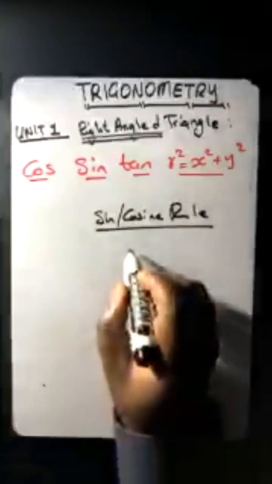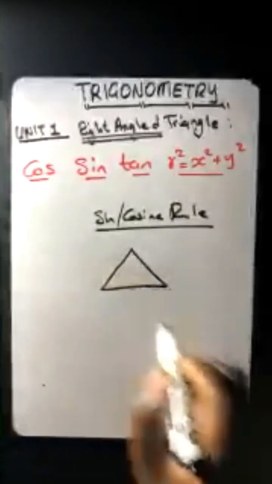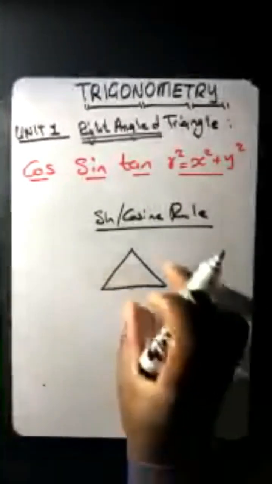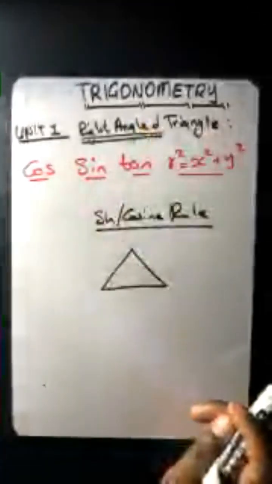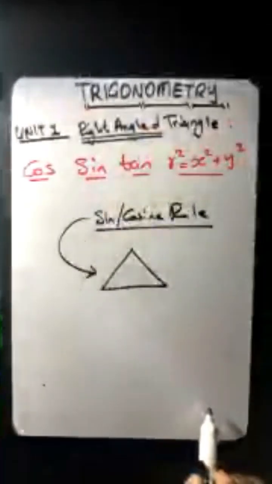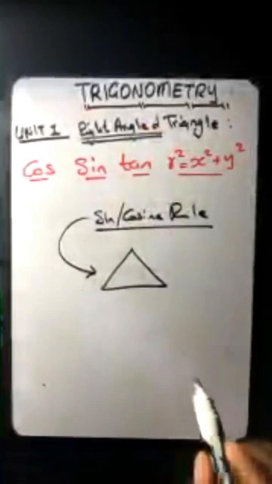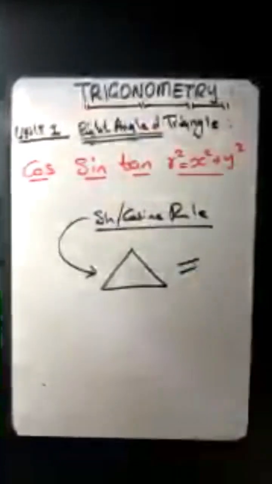That's where you use the sine or the cosine rule, which I'm going to teach you at a later stage. If you have a triangle similar to that, can you see? It is a triangle, but it is not a right-angled triangle, so you can't use those things. That's where you need to use the sine or the cosine rule, because it could be an isosceles or scalene triangle.